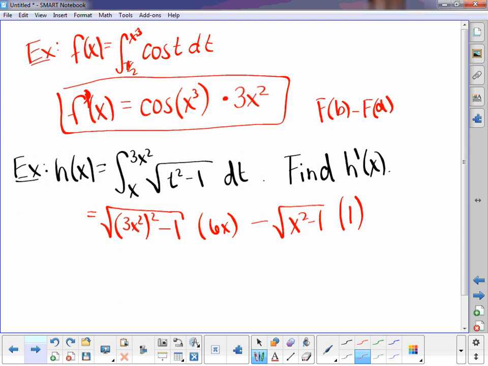Oh my goodness, I made such a big error in the beginning. I said these were equal. They are not. H prime of x. That was close. I almost lost all my points there.